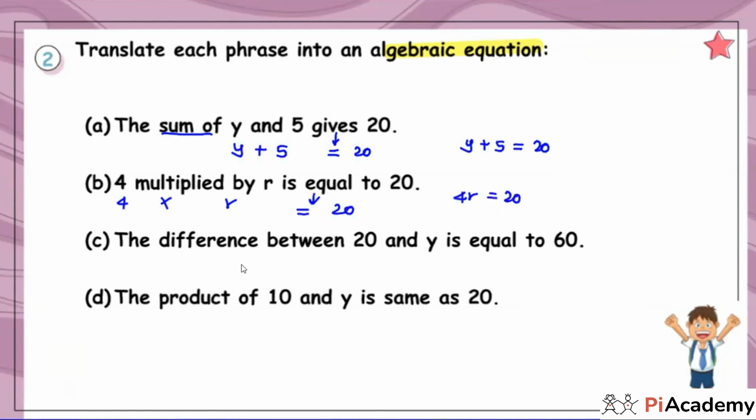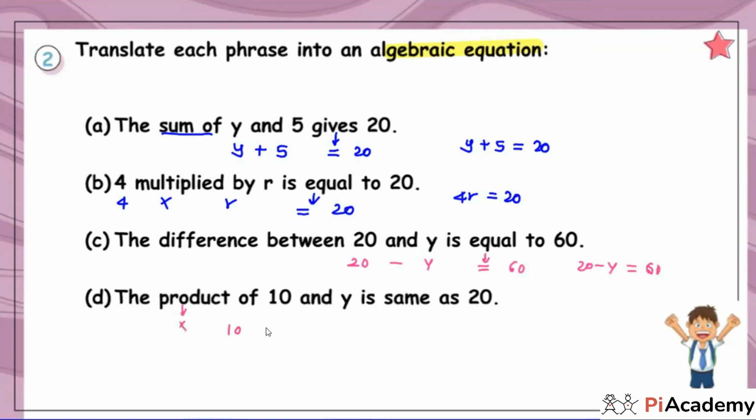Let's say the difference between. They are talking about difference between, so there should be two numbers. The numbers are 20 and y, and they are putting the equal sign here, equals 60. It means 20 minus y equals 60, right? Now let's talk about the next. As you can see, product of. When we are multiplying, product means multiplication.